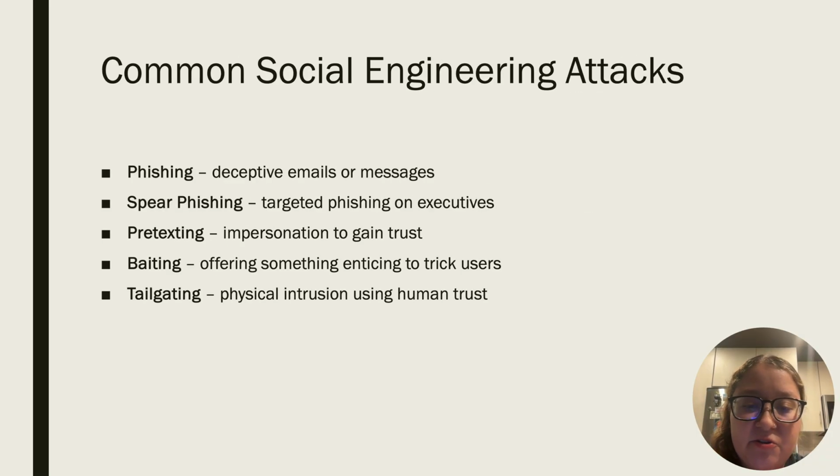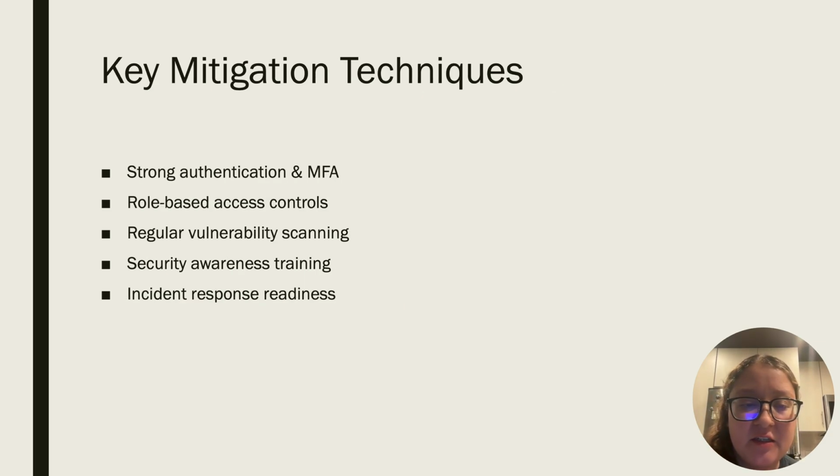And then we have the common social engineering attacks, which are phishing, deceptive emails or messages; spear phishing, which is targeted phishing on executives; pretexting, impersonation to gain trust; baiting, offering something enticing to trick users; and then tailgating, physical intrusion using human trust. Key mitigation techniques will be strong authentication and MFA, and then we have role-based access controls, regular vulnerability scanning, security awareness training, and incident response readiness.